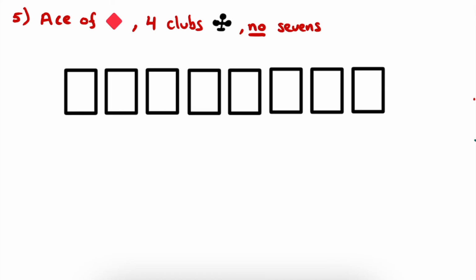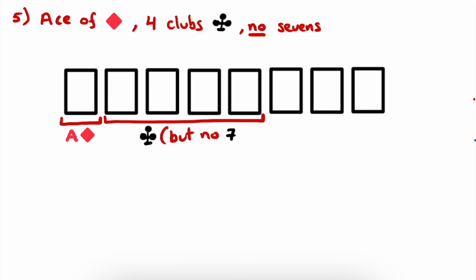And again, to make it visual and easier to solve this exercise, let's for one last time draw our 8 cards right here. We know that one card has to be the ace of diamonds. We also know that 4 of these 8 cards have to be clubs. However, it cannot be the 7 of clubs because one constraint is that there are no 7s in our 8 cards. And then the remaining 3 cards can be whatever without constraint.